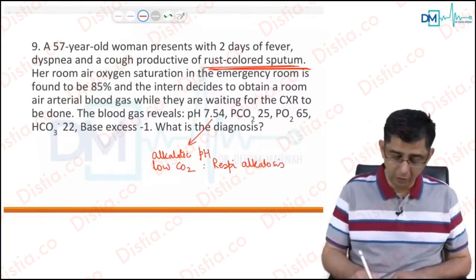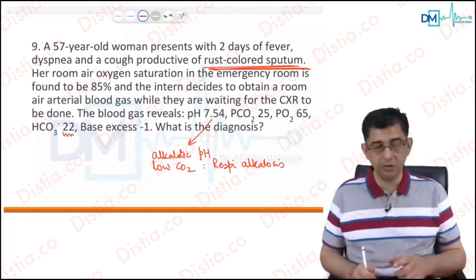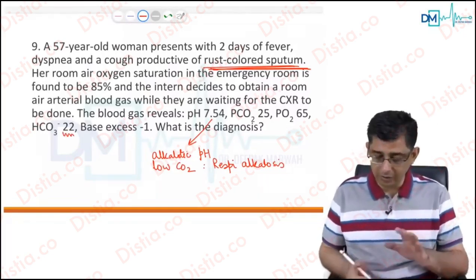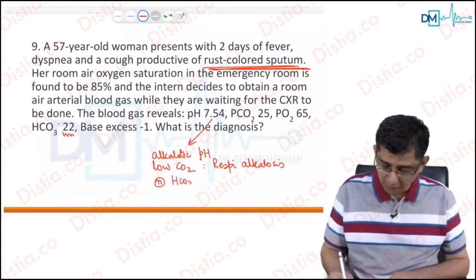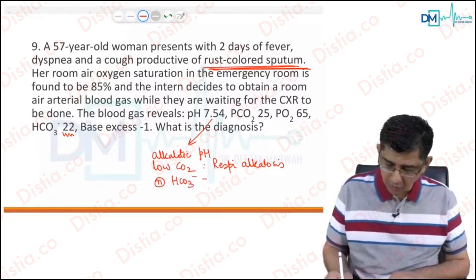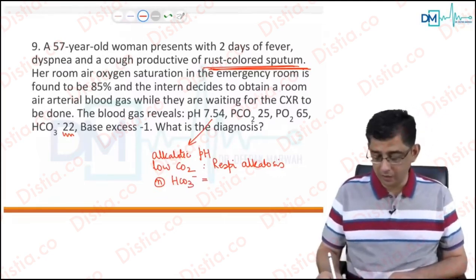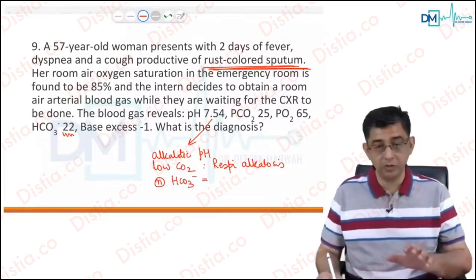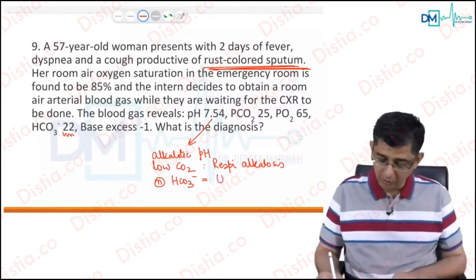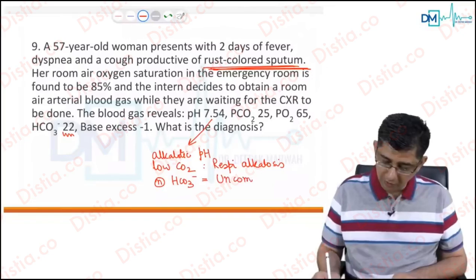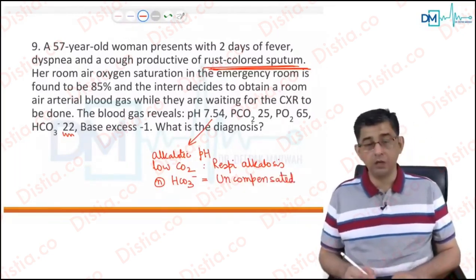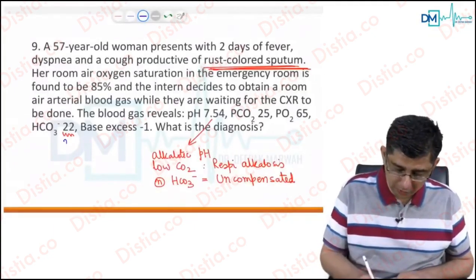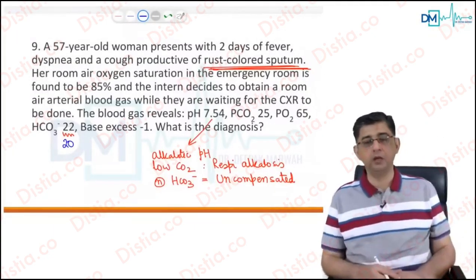You will now look at the value of bicarbonate, and the bicarbonate value is on the lower side of normal, but it is at least normal mathematically. That means that in this patient the compensation process has not started, so the diagnosis of this patient will be uncompensated respiratory alkalosis. Suppose in this question, I'll change the ink and say, suppose the value of bicarbonate is given as 20.